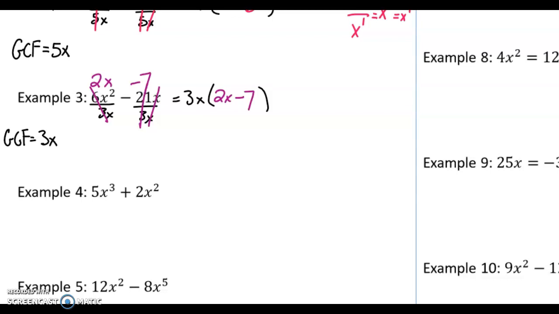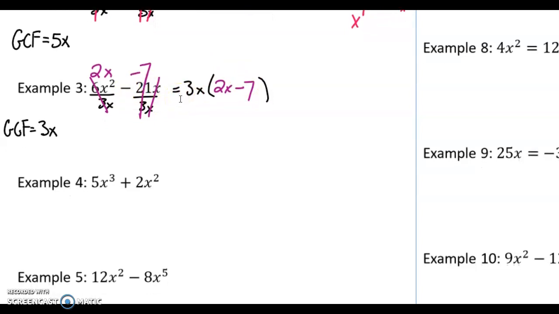So if we multiply just to see, did we do okay? 3x times 2x is 6x squared. That's totally what we had in the problem. And 3x times negative 7 is negative 21x. So we did really well.